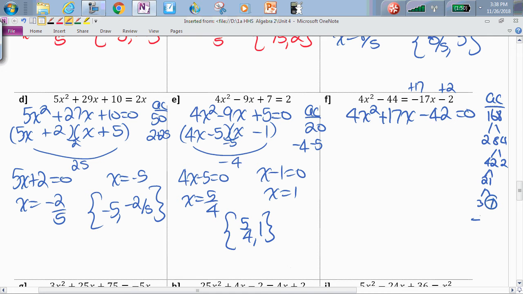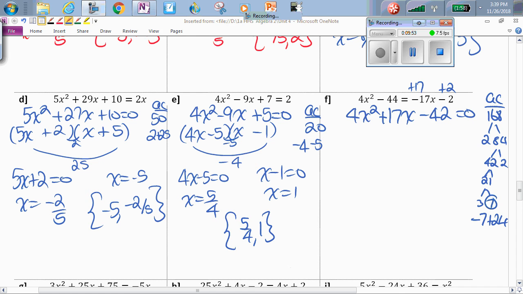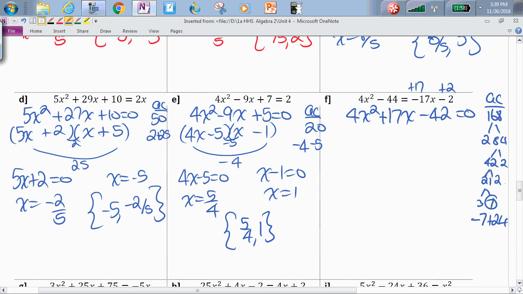So we need negative 7, positive 24. Let's write it with parentheses, and I have 24 and negative 7. The 24 could be 4 and 6, or it could be 2 and 12, or 8 and 3, or 24 and 1, and I have to make 42.